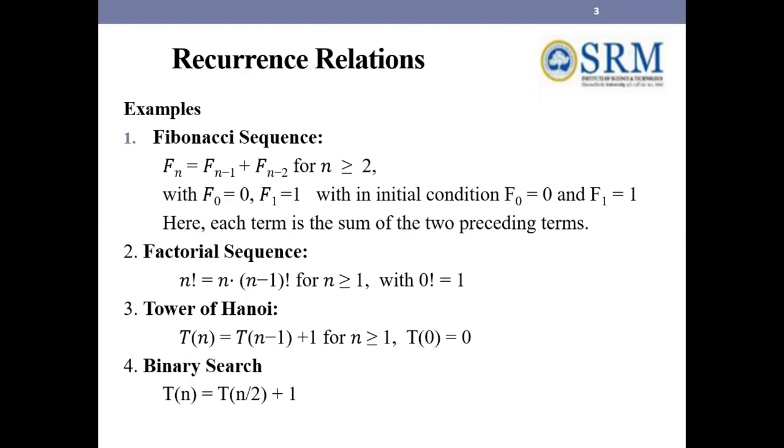So here n should be greater than or equal to 1. We need at least one disk. That is the recurrence relation for the Tower of Hanoi problem. And we will see binary search. T of n is equal to T of n by 2 plus 1.